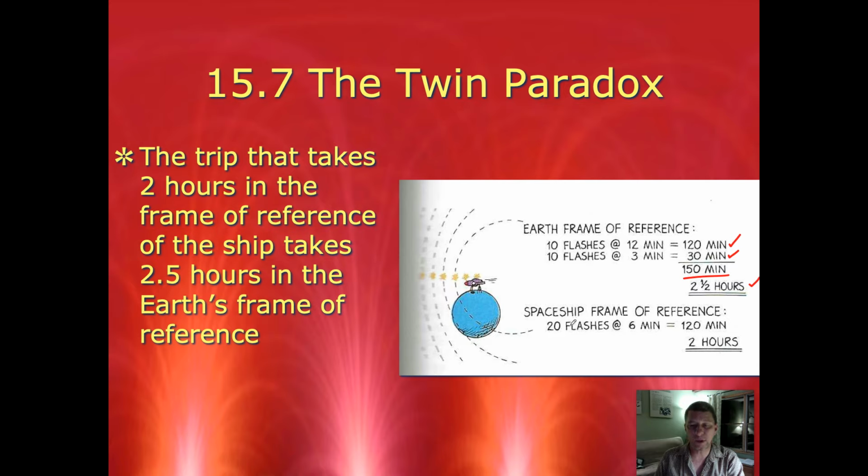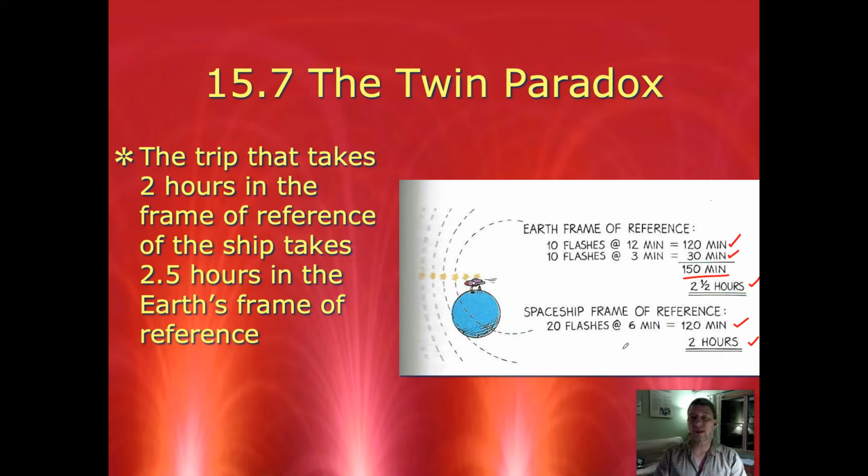Now, in that same period of time, the spaceship is emitting 20 flashes at 6 minutes apart. That gives you 120 minutes, which is a 2-hour period of time. So the astronaut will live through 2 hours of time, whereas the observer on Earth will experience 2.5 hours of time. And so the observer on Earth will be older. The twin on Earth will now be older than the twin in the spaceship.